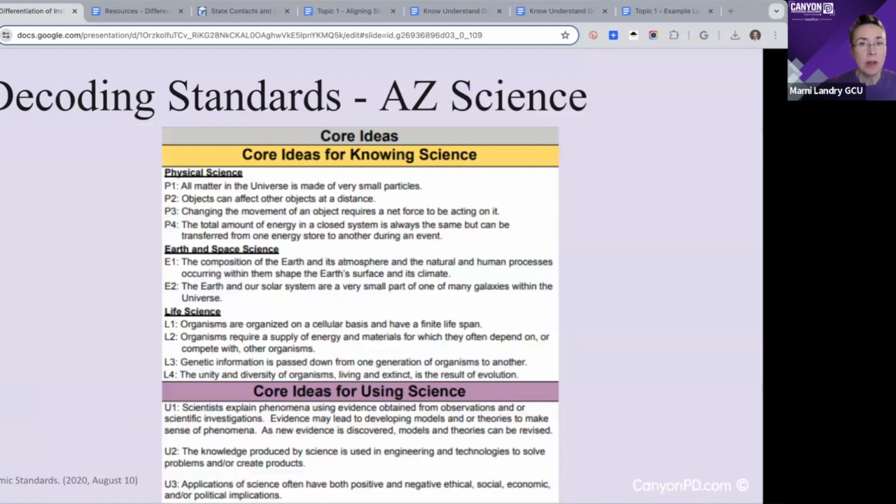This is an example of the core ideas for Arizona science standards. You'll notice that there are 4 physical science, 2 earth and space science, and 4 life science core ideas. These are basically really big knowledge statements that are broken down into smaller pieces in the standards. And then the bottom 3, the U1, 2, and 3, help us understand how those core ideas are used in science.